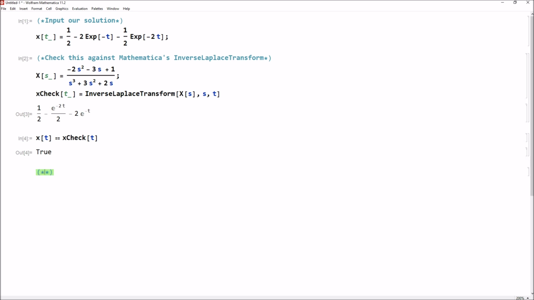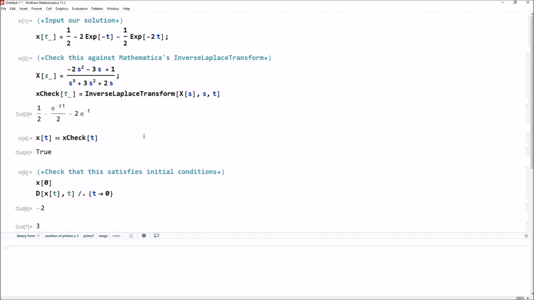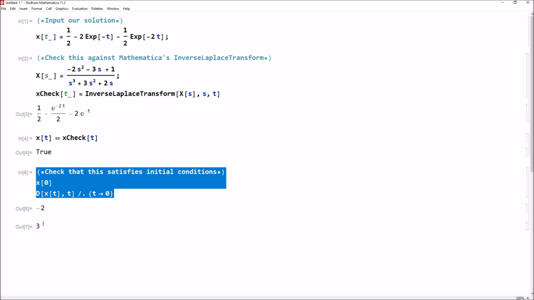Great. So now, last thing to do here is let's go ahead and check that this satisfies the initial conditions. So what that means is x at time 0, whoops, let me just write 0, this had better equal, there we are, -2. So that worked out. Let's also go ahead and look at the derivative of x of t with respect to t. So this term right here is x dot. I need to look at x dot at time equals 0. So that's the shorthand way to do that. And let's go ahead and shift enter that. And yay, check it out. It matches. So the initial position is -2 and the initial velocity here is +3.